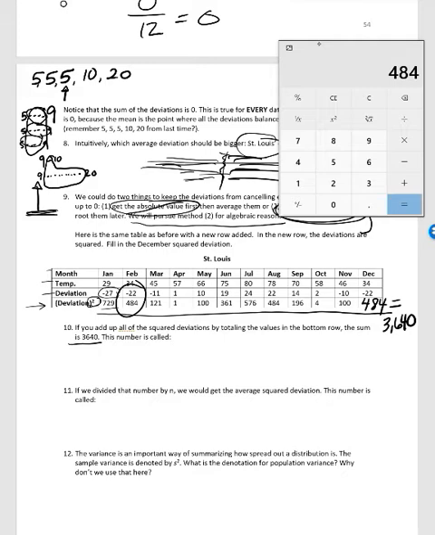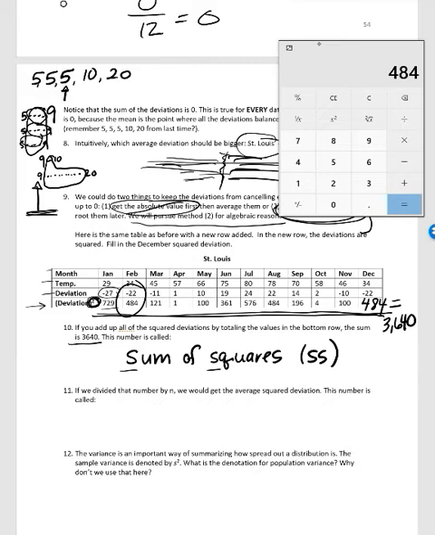And this number is called the sum of squares. And you will see it abbreviated SS. So why is it called the sum of squares? Well, we've squared all of these deviations, and then we sum them all up, just add them all up. So we sum all the squared deviations. That's our sum of squares.